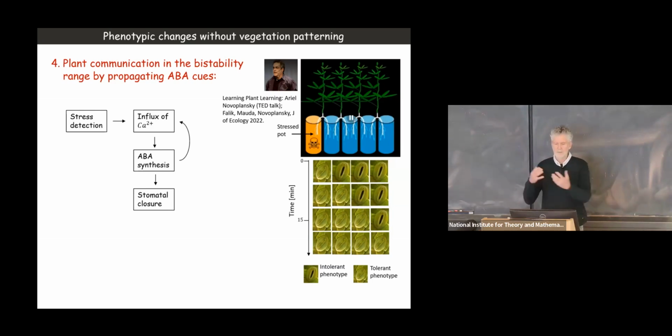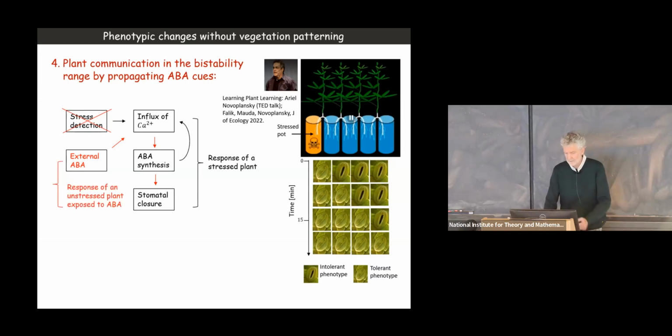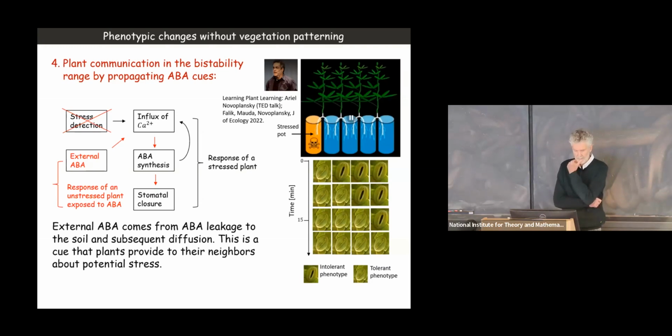We have stress detection that leads to influx of calcium ions, that leads to ABA synthesis and stomatal closure. But we also have this positive feedback that ABA has on the calcium ions. And this is the response of a stressed plant. But if ABA has a positive effect on calcium ions, external ABA will also have a positive effect on calcium ions and eventually lead to stomatal closure, even of an unstressed plant. So this is the response of an unstressed plant that is exposed to ABA.